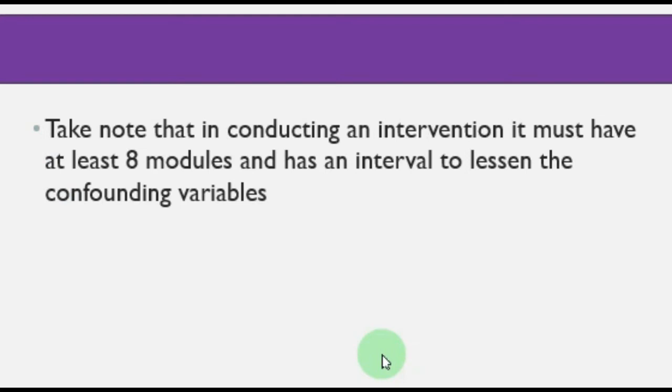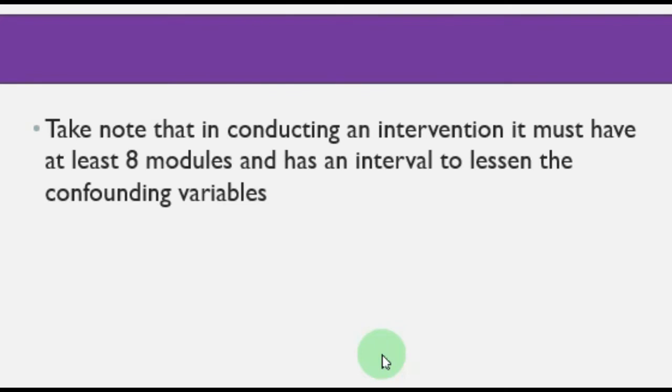Okay? So, take note that in conducting an intervention, it must have at least 8 modules, tulad yung sinasabi natin, and has an interval to lessen the confounding variables. Meaning to say, para masabi mo na effective ang isang intervention or ang isang program, dapat interval siya. Hindi mo pwedeng pagsunod-sunurin. Okay? So, bakit 8? Because it's true experimental. Okay? So, that is the end of this one, but I'll show you in a bit kung what is the example of module.